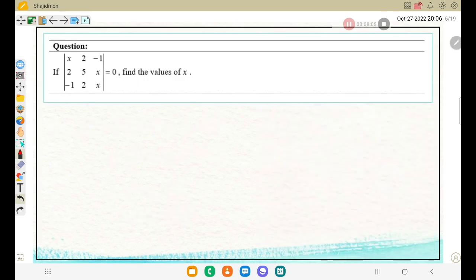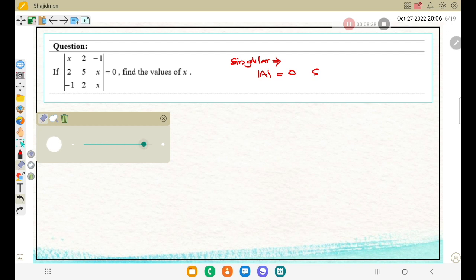Okay, now let me go to the third question. If determinant of x, 2, minus 1, 2, 5, x, minus 1, 2, x equal to 0. If the determinant value equal to 0, find the value of x. That is the question. What is the value of x if determinant equal to 0? Determinant equal to 0 means what we are calling singular matrix, correct? If a matrix is singular, determinant will be equal to 0, correct? So in this question, if the determinant is 0, what is the value of x?